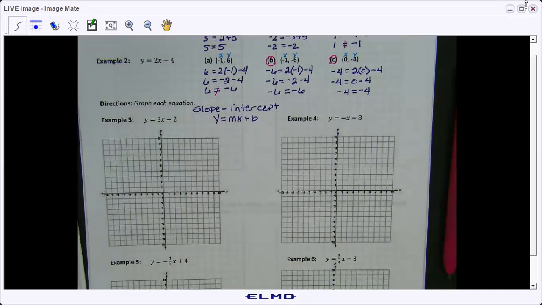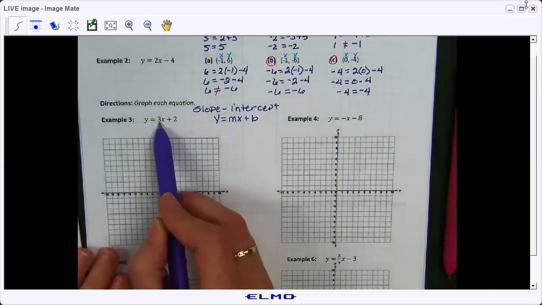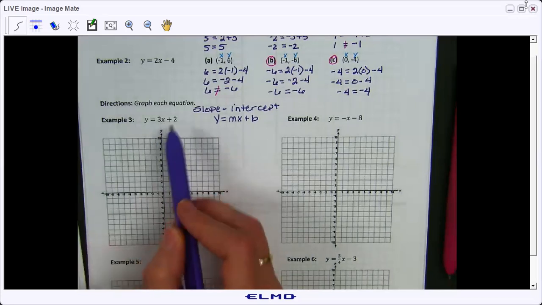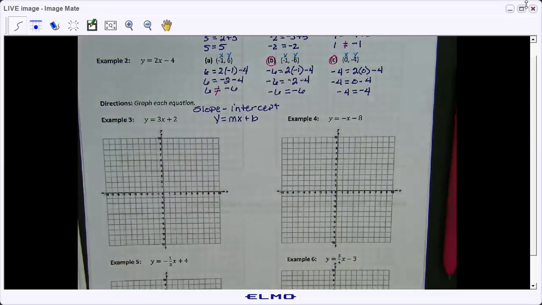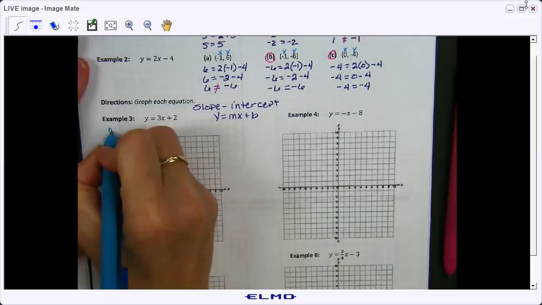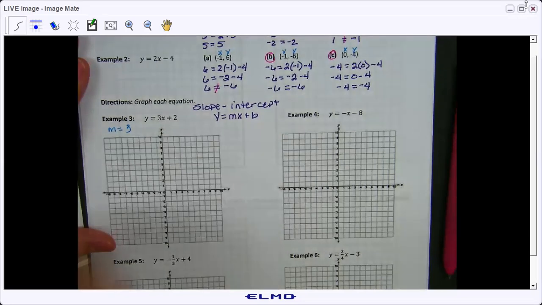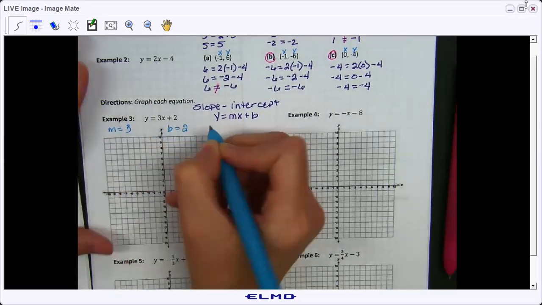m represents, anyone know? Slope. So that's your rise and run on a graph. And b represents the y-intercept, where it crosses the y-axis. So in this case right here, 3 is going to represent your slope and 2 is going to represent your y-intercept. You always want to plot your y-intercept first. So in this case, our m is 3, and our b is 2.